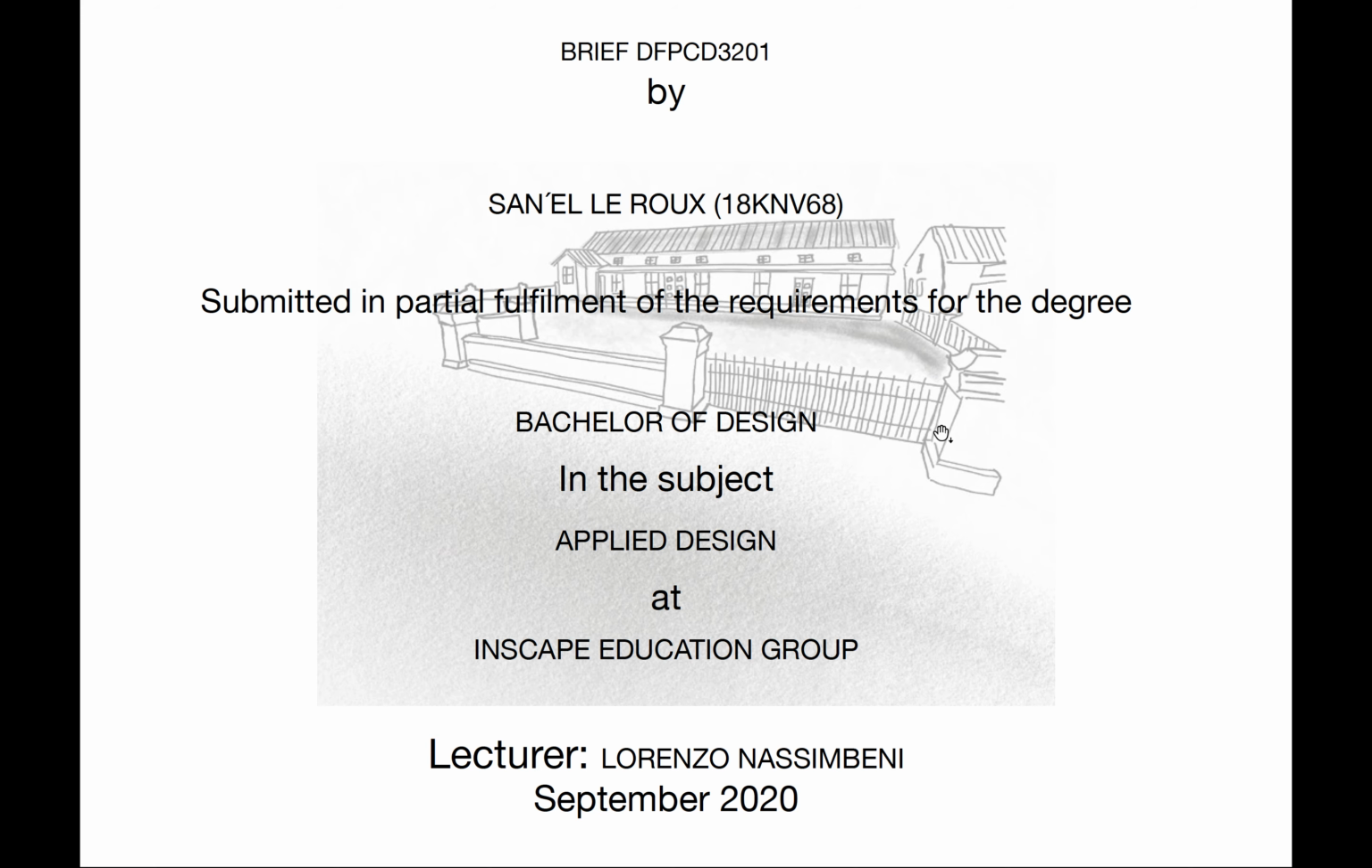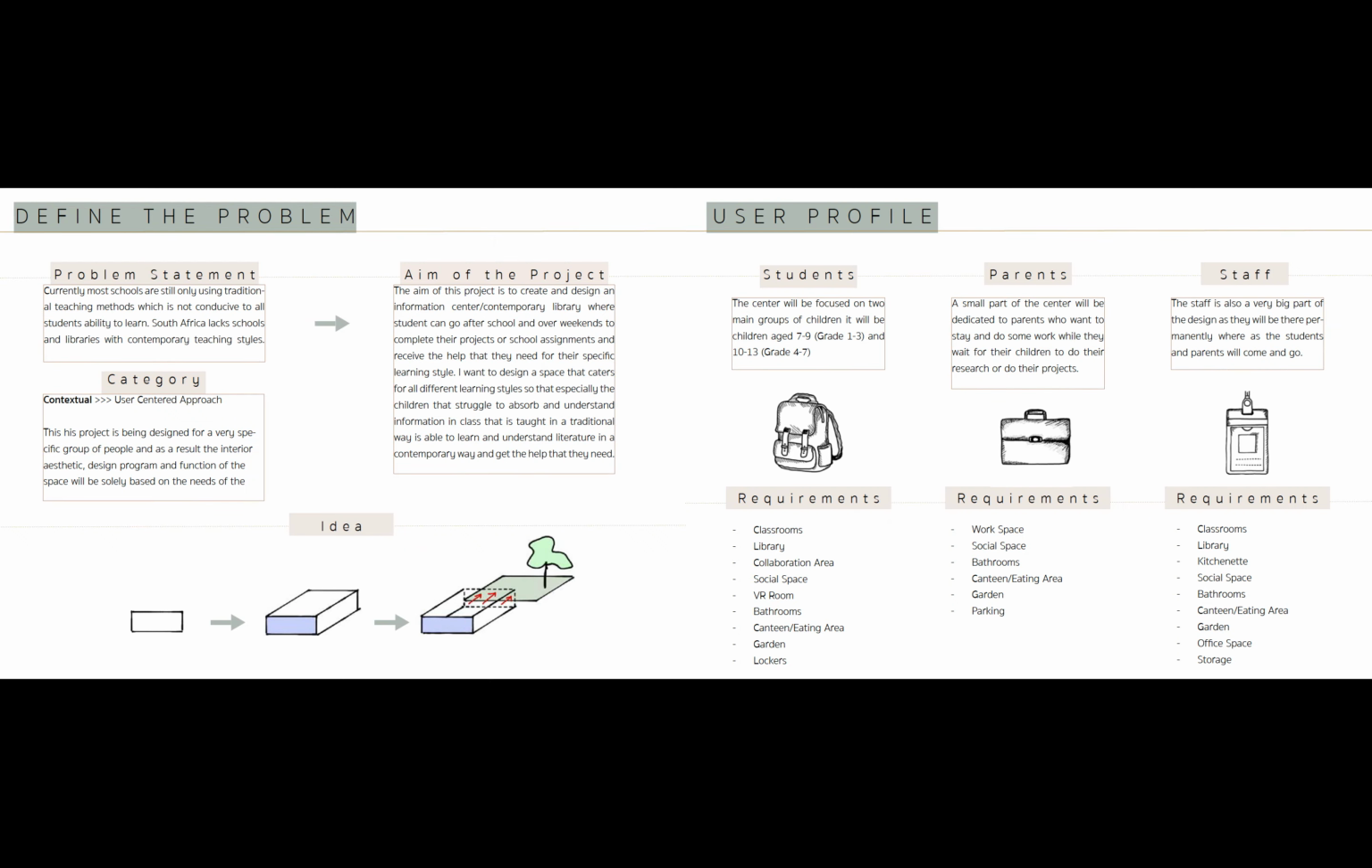Concept development 3201. So for the problem statement, it was basically just that I found that most schools in South Africa use traditional teaching methods and only that, and that obviously is not the best way for everybody to learn. So the aim of this project is to create a space where students can come to complete their projects and homework, and have people there to help them to learn in a way that they will better understand.